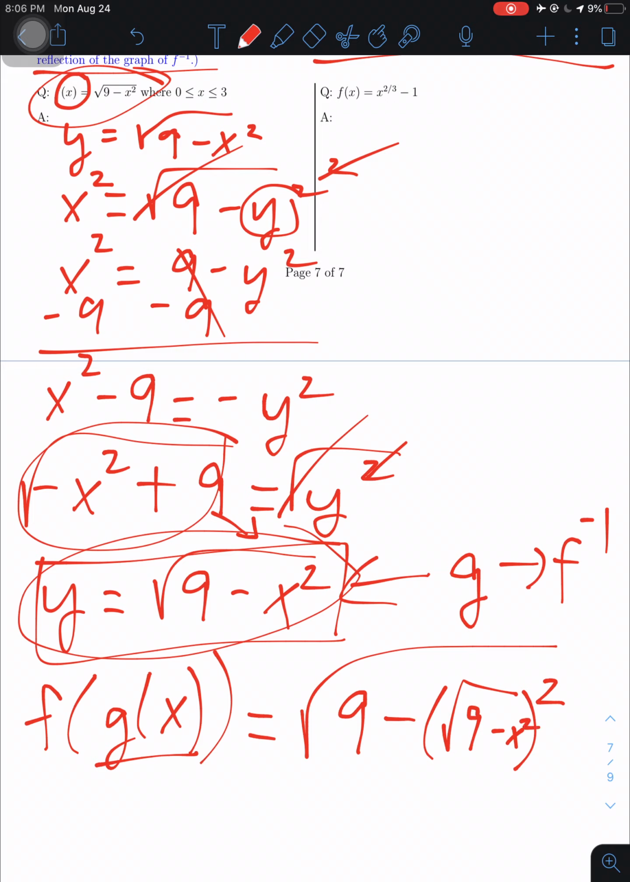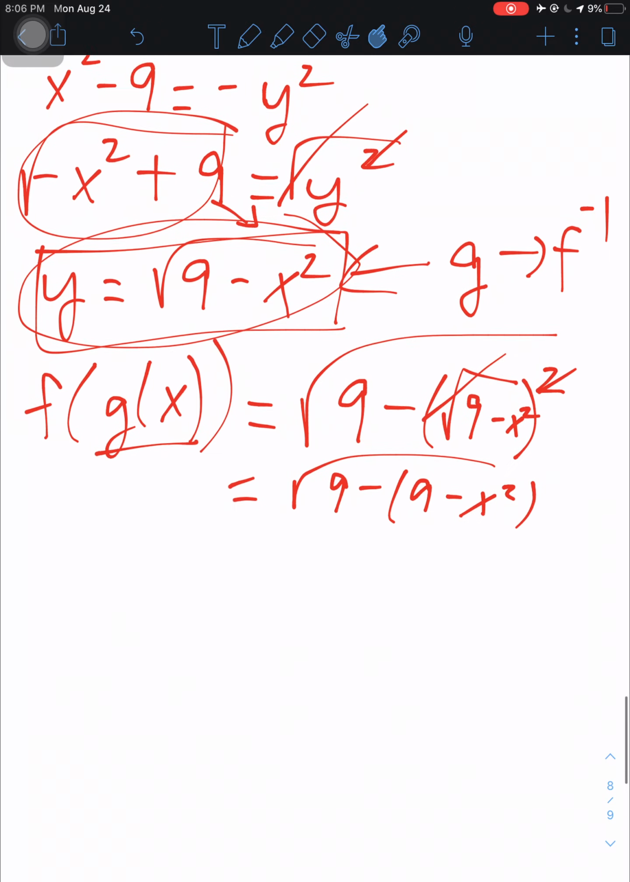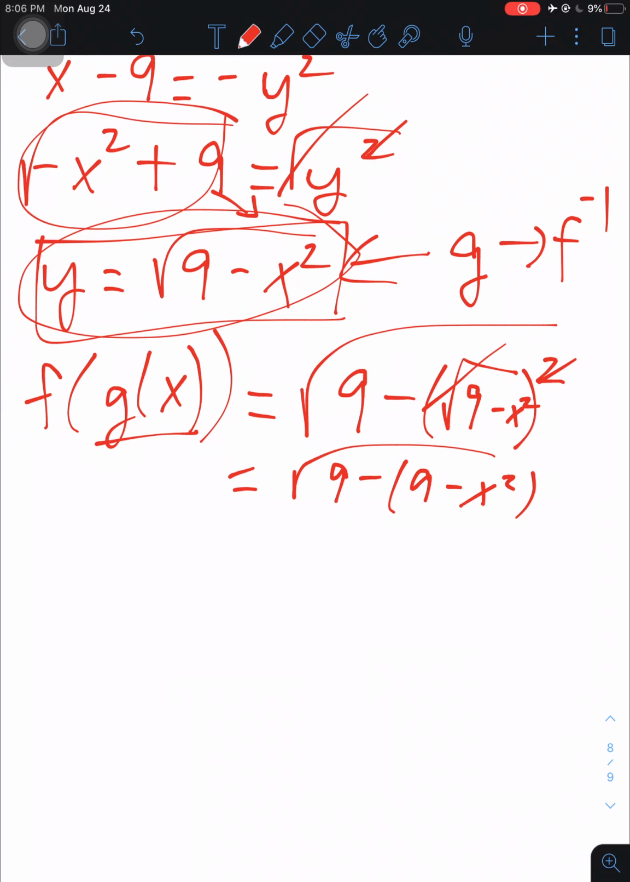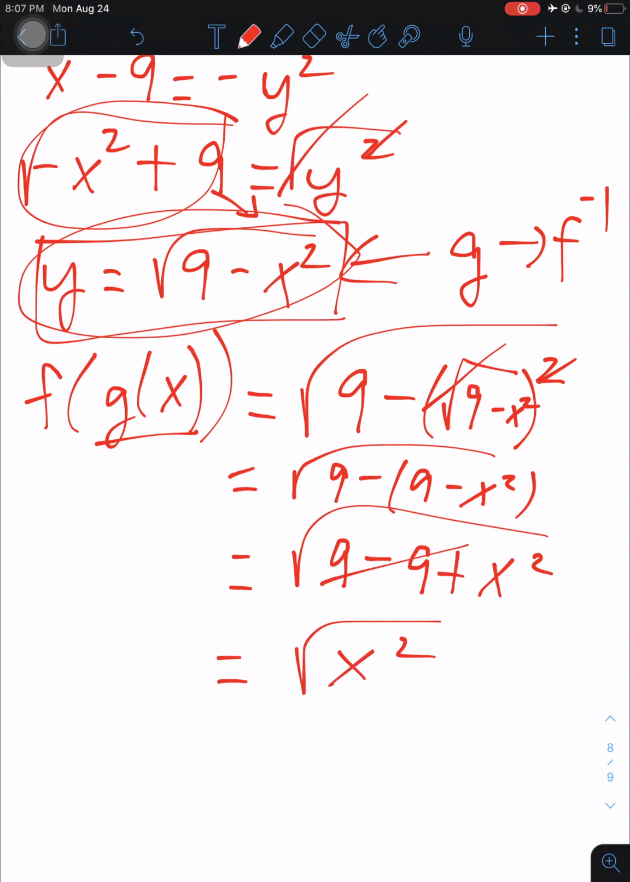Like I said earlier, the square root will cancel with the square. So this equals the square root of 9 minus, in parentheses, 9 minus x squared. I'm going to distribute the negative inside, so that makes negative 9, and then plus x squared. Then the two 9's cancel, and I end up with the square root of x squared, which is x.